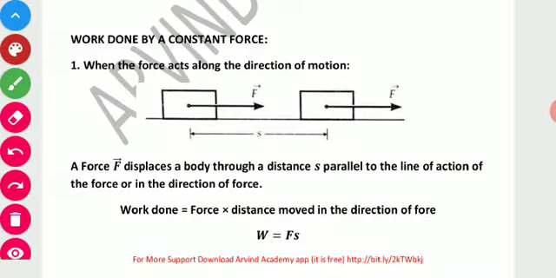So students, in the last video we started our new chapter, work done, energy, power, and in this we discussed our first topic, work done. So basically our today's topic is work done by a constant force.